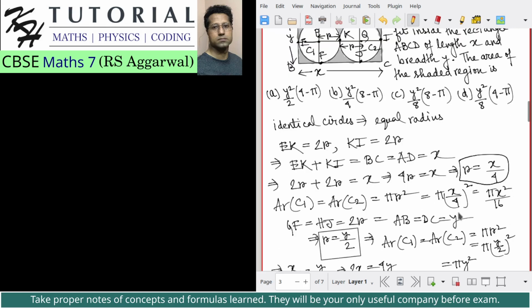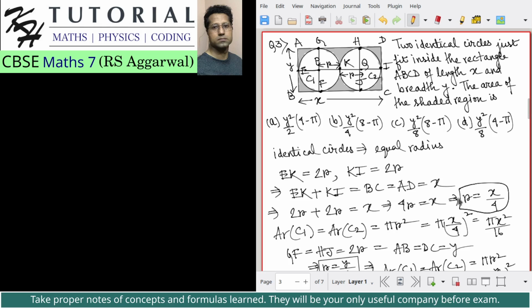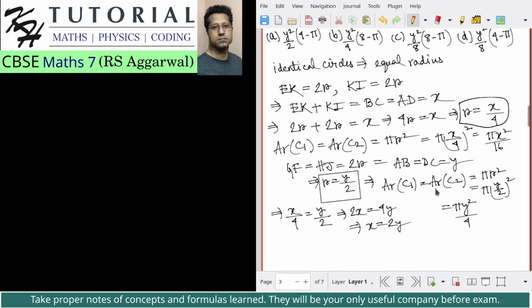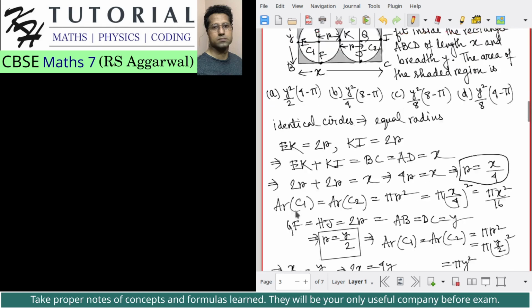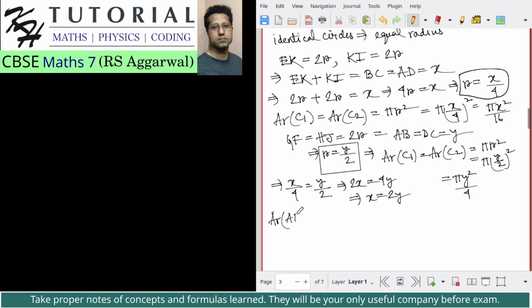Please note that in this kind of scenario, in a rectangle where two identical circles fit inside exactly, the length of the rectangle has to be twice the breadth. So we have x is equal to twice y. Now what is the area of the rectangle ABCD? It is length into breadth, which is xy, and x we know is twice y. So this is twice y multiplied by y, which is 2y square.